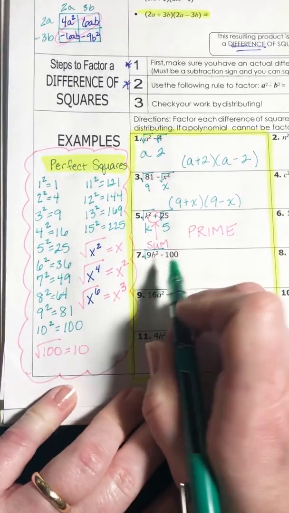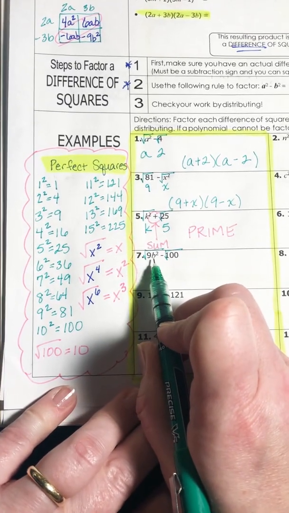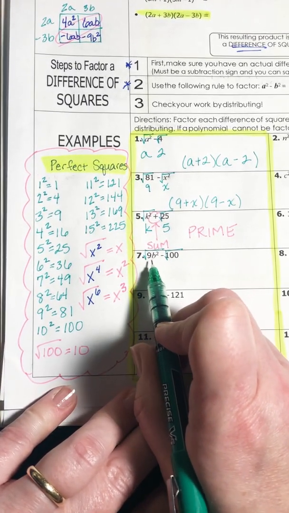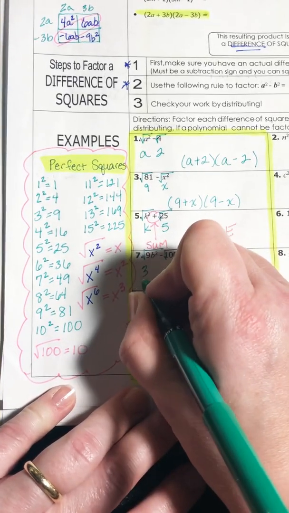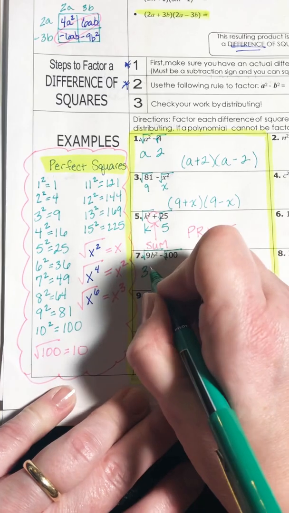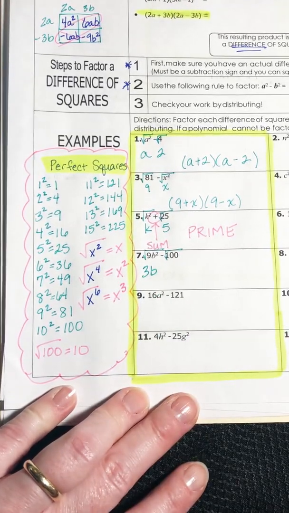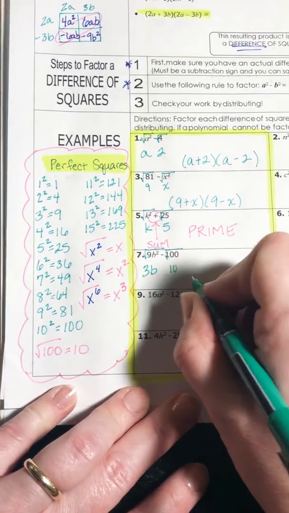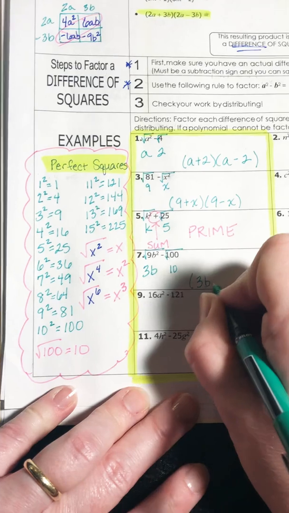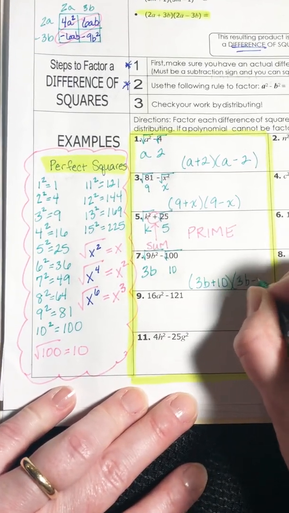It is a difference, so I'm going to go ahead and take the square root of both terms. Now this one's a little bit different because the variable also has a coefficient. So what I'm going to do is just take the square root of 9, which is 3, the square root of b squared, which is b. So the square root of 9b squared is 3b. Okay. Square root of 100 is 10, so my answer is 3b plus 10 times 3b minus 10.